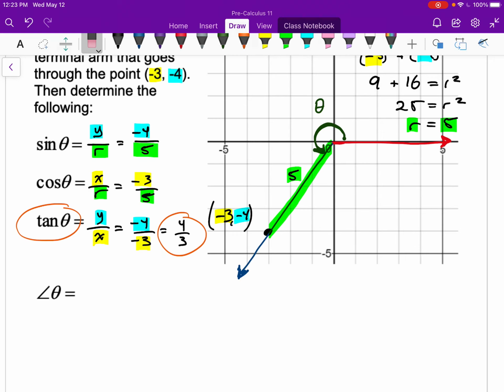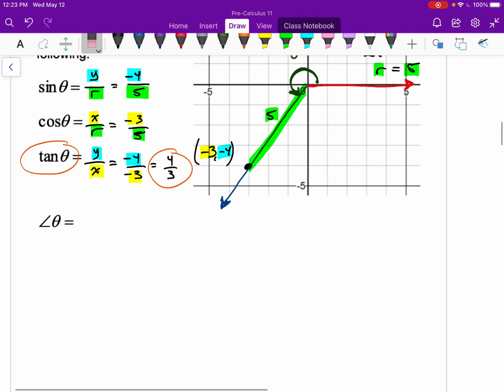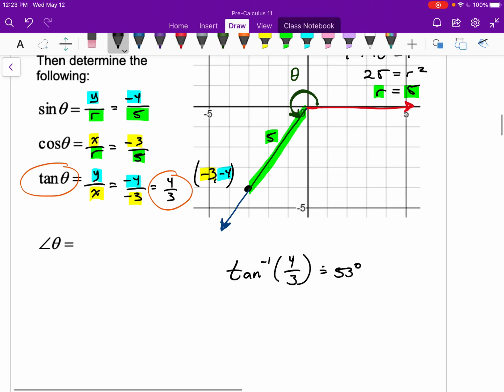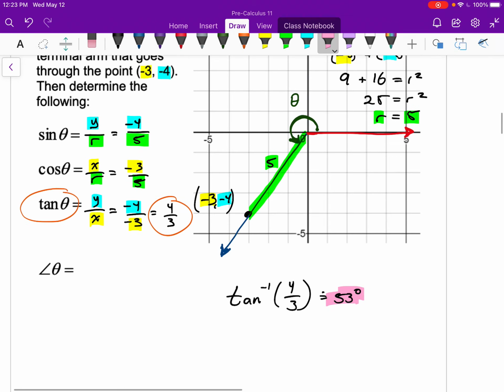So how can I figure out that angle? Well, I can use the inverse of tan. And so I can go the inverse of tan of 4/3. And I go to my calculator, type in the inverse of tan, and it tells me an angle that's pretty close to 53 degrees. Now, 53 degrees, let's pause and think about that for a moment. There is no way theta is 53 degrees. There's no way that angle in green is only 53 degrees.